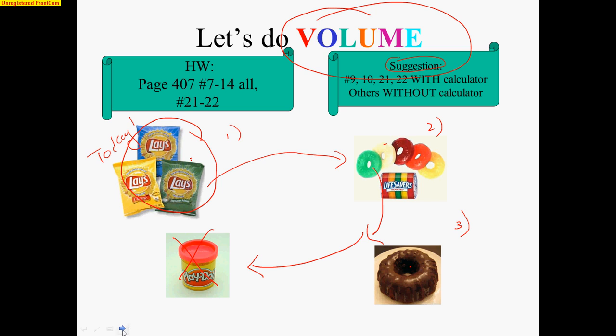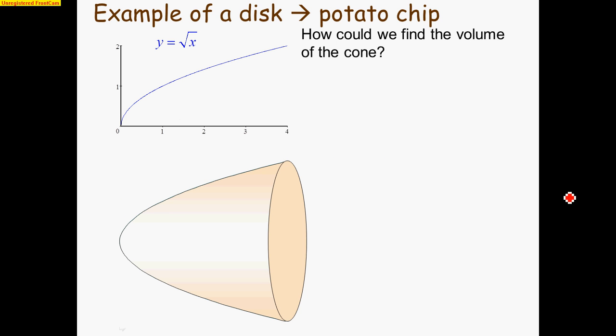So what makes a potato chip volume a potato chip? Boring calculus books and calculus teachers will call these problems disk problems. So volumes by disk. If you want to look this up, you won't find volume by potato chips. This is me. So how could we find the volume of a cone? Now in geometry, you know how to find the volume of a cone, but only a certain kind of cone, right? A cone that has a circular base and that rises to a point.